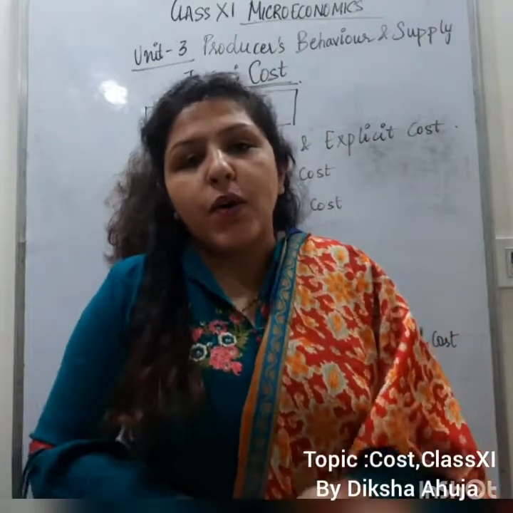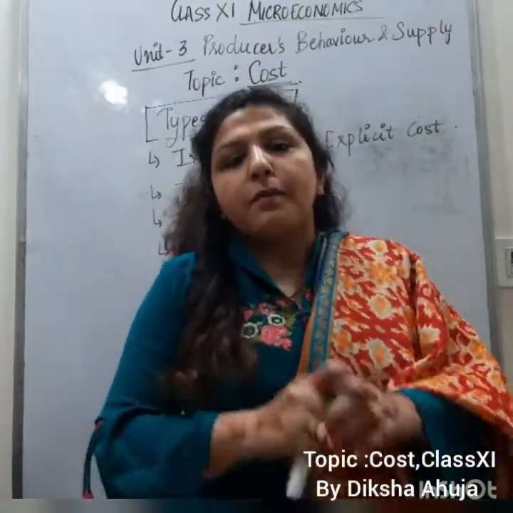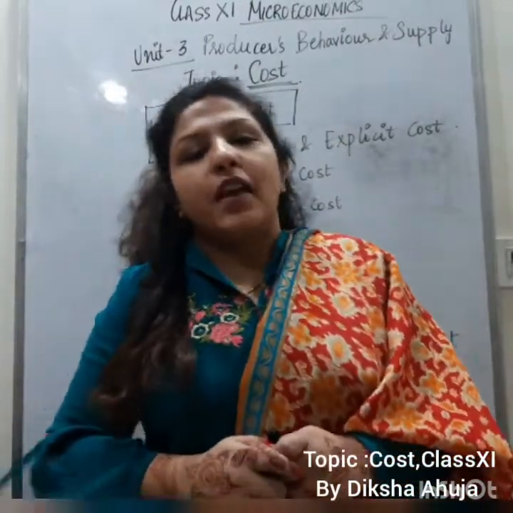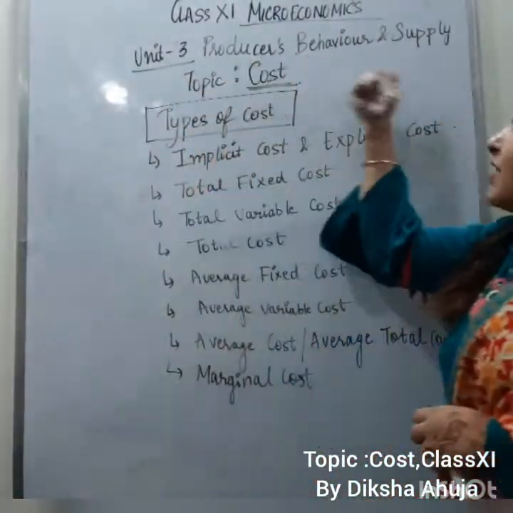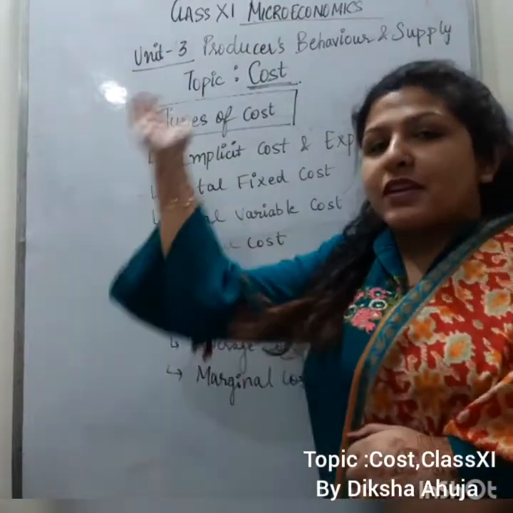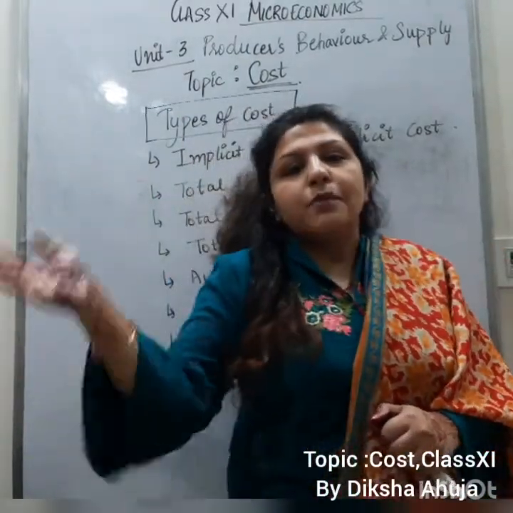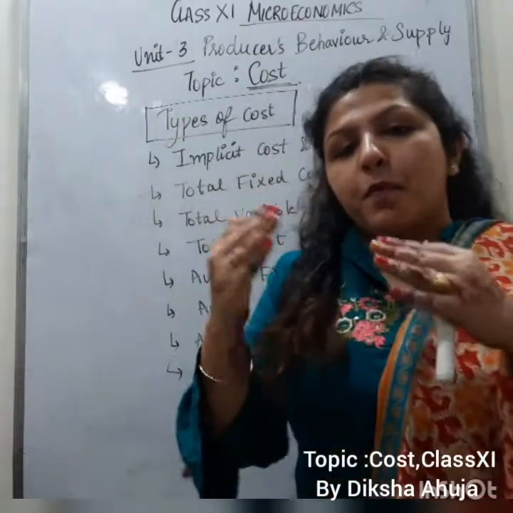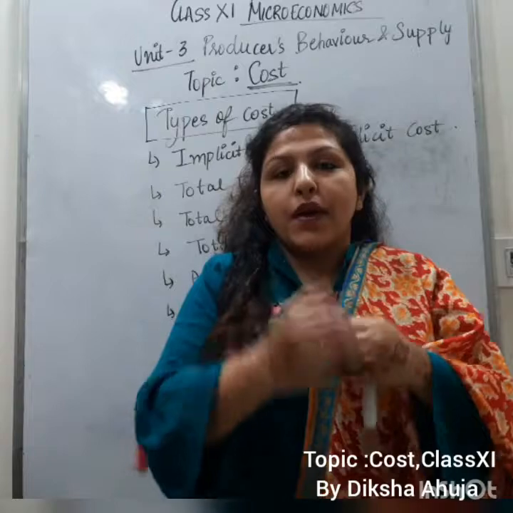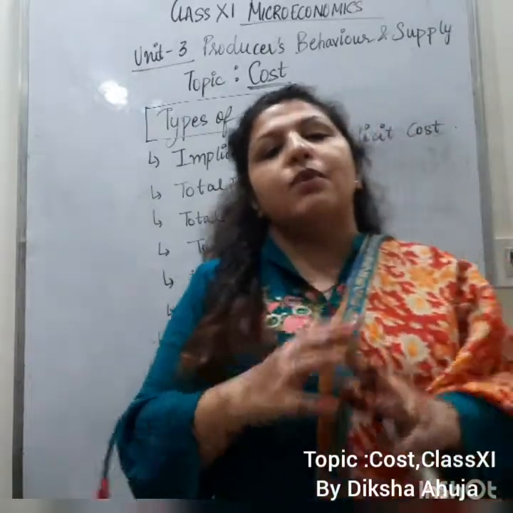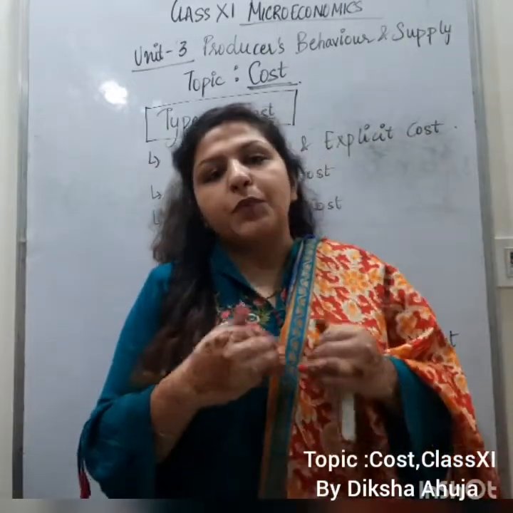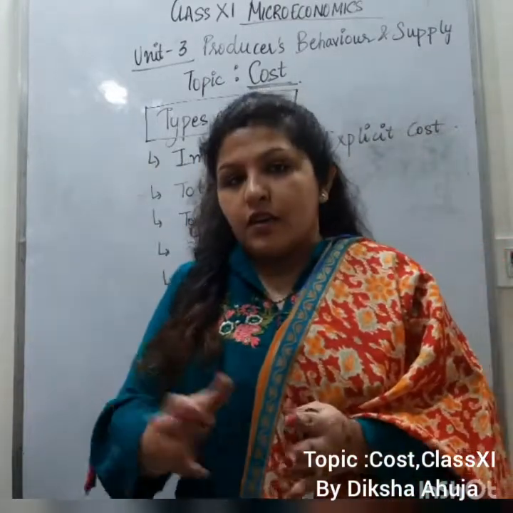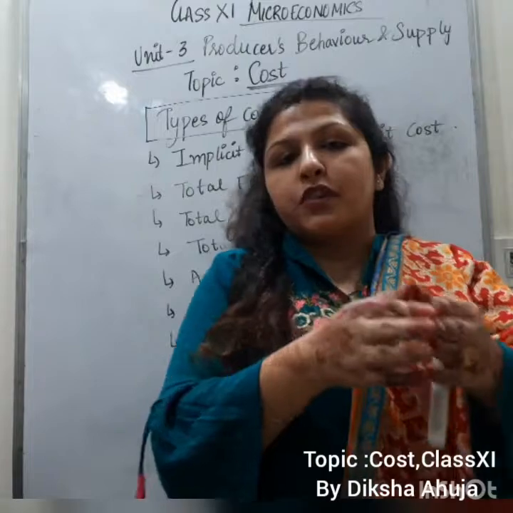So in this video I have come up with Microeconomics class 11th topic cost from unit 3 producers behavior and supply. So in the previous videos we understood production, right? What we understood in production, that the law of variable proportion states that in the long run, when the output is increased by increasing only the labor, then the output increases first at an increasing rate, then at a diminishing rate, becomes maximum and then falls. This cost chapter is linked to the production chapter.